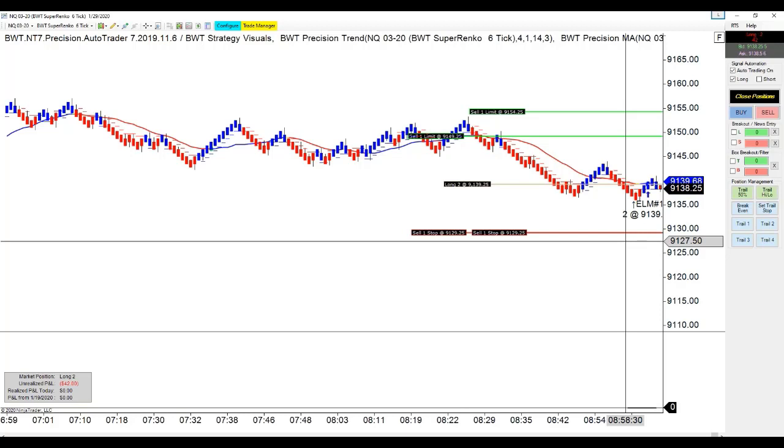When will I start taking shorts? Hourly closes below 91.22. Remember, not just a breach of 91.22, but actually hourly closes below 91.22 would start getting me bearish. At this point, longs only.